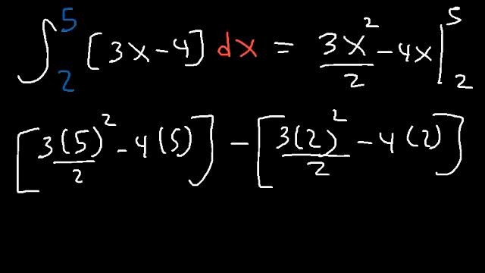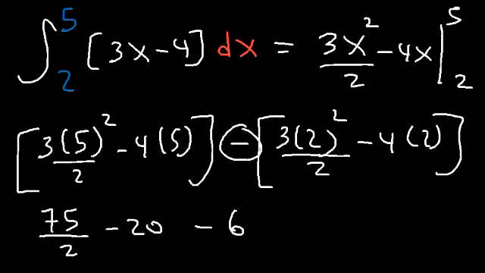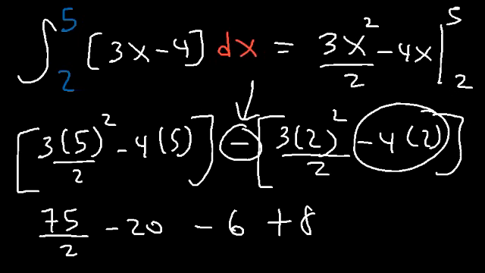And now let's find the answer. 5 squared is 25 times 3. That's 75. 4 times 5 is 20. Don't forget to distribute the negative sign. 2 squared is 4 divided by 2. That's 2 times 3 is 6. So it's going to be negative 6. Here we have negative 4 times 2, which is negative 8. With the negative symbol in front, that's going to be positive 8.